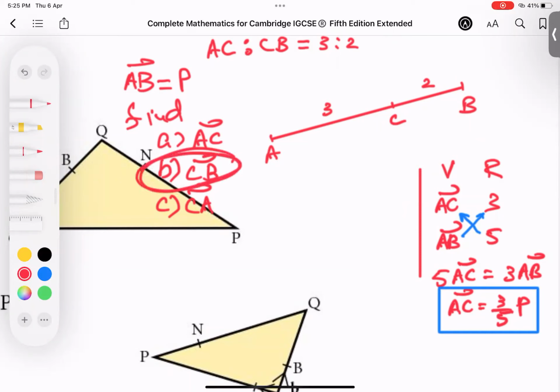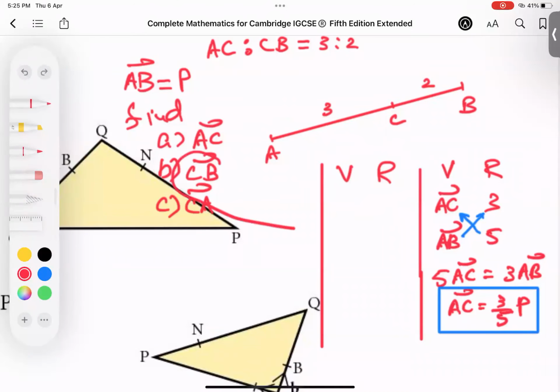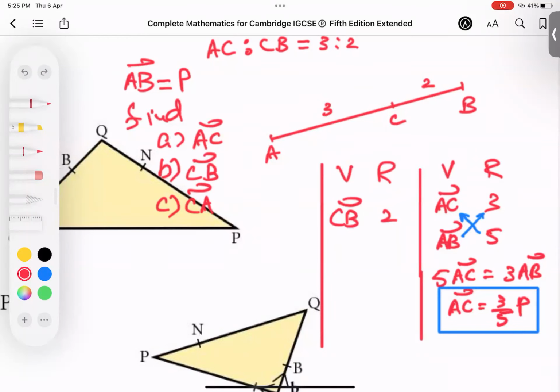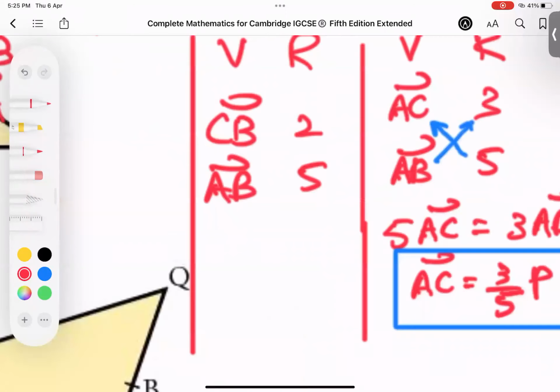Again, I'm looking for the CB vector. So write V for vector, R for ratio. Done. Okay, now students, I repeat again. The CB vector, I will write under V. CB, how much ratio? 2. But now the interesting part: luckily you have the AC value also, you can use AC here. But it's better to use AB, which is P. So I'm writing here AB, which equals how much ratio? 2 plus 3, 5.